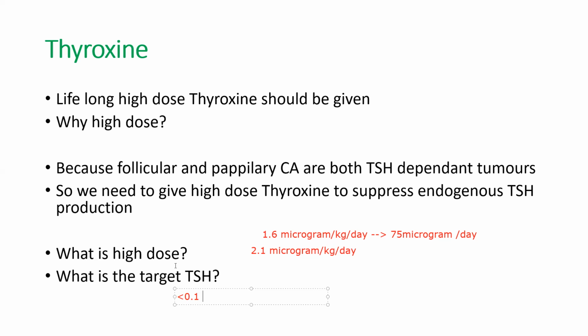I can't remember the unit. I think it was milligram per liter or something. I'll check on that. So again, you need to know lifelong high dose thyroxine. Why is it high dose? Because they're TSH dependent. I think it's milliunits per liter. Okay, MU per liter. Yeah, thanks. 0.1 MU per liter. Yes, thank you.